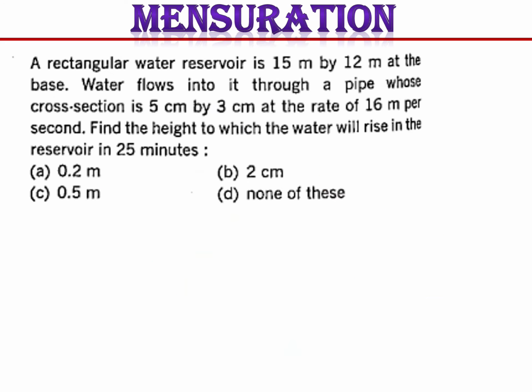A rectangular water reservoir is 15 meter by 12 meter at the base. Water flows into it through a pipe whose cross section is 5 centimeter by 3 centimeter at the rate of 16 meter per second. Find the height to which the water will rise in 25 minutes. So first I will find in 1 second what will be the amount of the water.